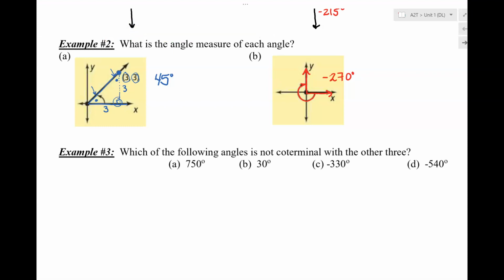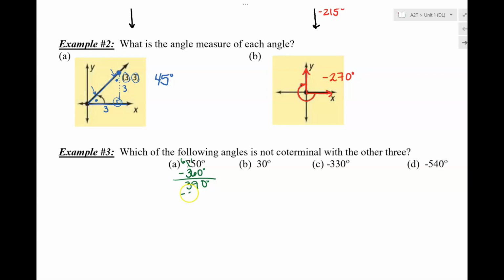Okay, so we also talked about what coterminal angles are. They are separated by a measurement of 360 degrees. And it's asking us which one's not coterminal. Well, 750 is the biggest measurement, so I'm going to start by subtracting 360 degrees and see where that leaves me. We need to borrow. So this is 390.